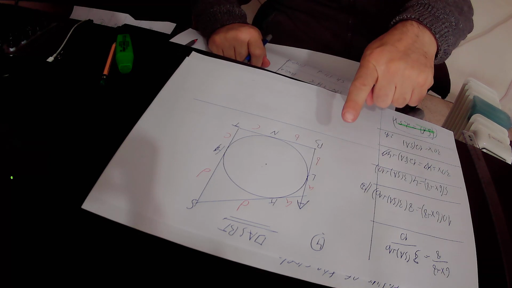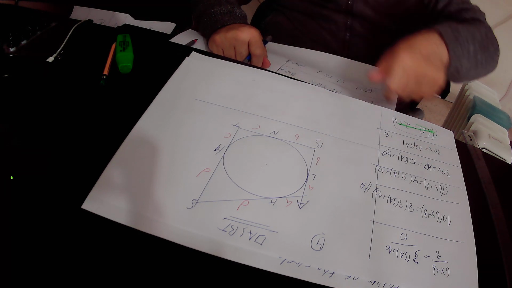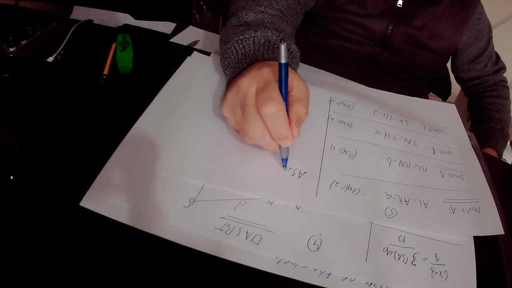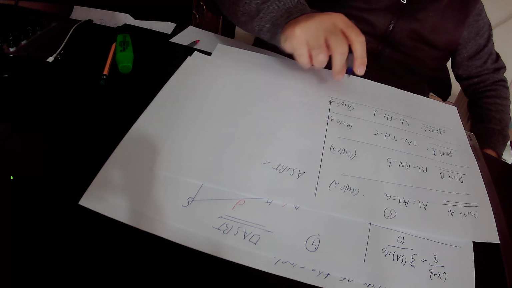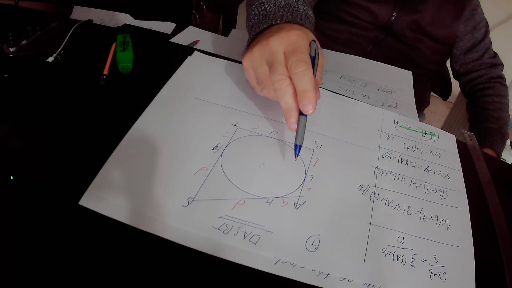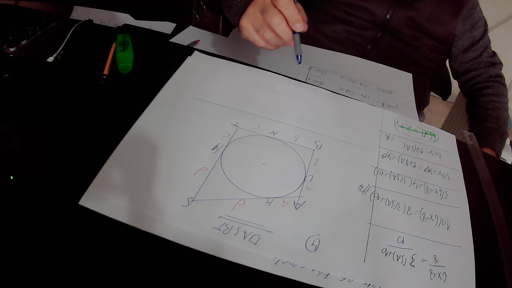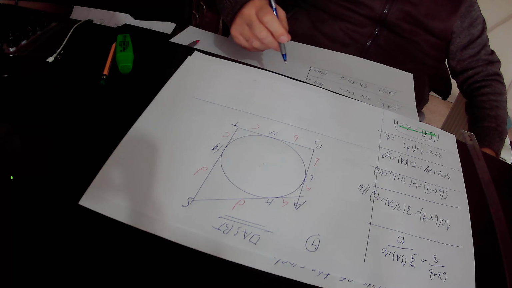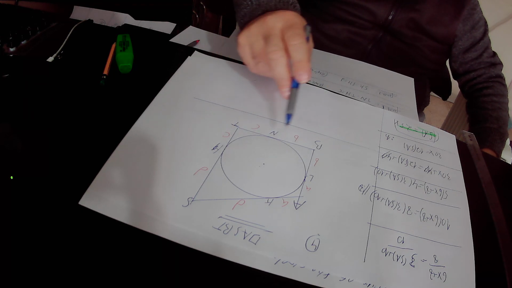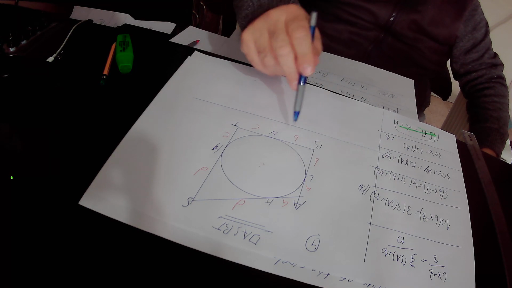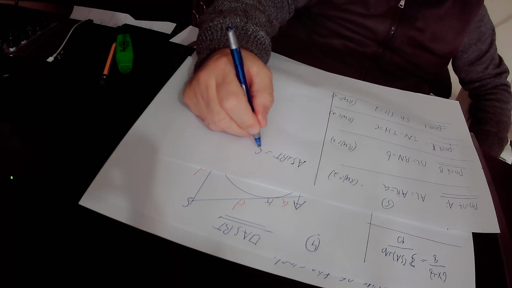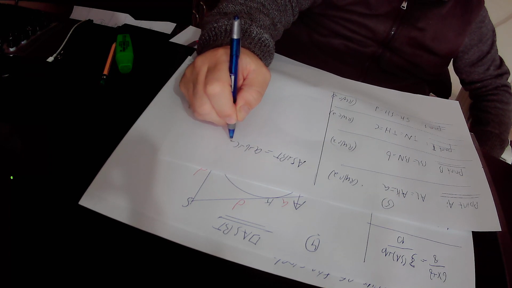In the next step, we will add side AS to side BT. AS plus BT. What is the value of AS plus BT? AS equals A plus D, and BT equals B plus C. So in total, AS plus BT equals A plus B plus C plus D. Okay. AS plus BT equals A plus B plus C plus D.